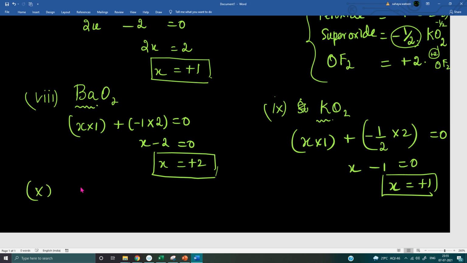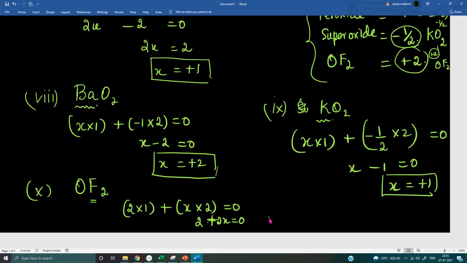Next, let me go to the compounds of fluorine. That is your 10th example, OF2. Here we are going to find out the oxidation number for fluorine. Here the oxidation number of oxygen is plus 2. So I am taking 2 into 1, number of oxygen atom is 1, plus X into 2 equals 0. So 2 plus 2x equals 0, or 2x is equal to minus 2, or x is equal to minus 1. So this is the oxidation number for fluorine.